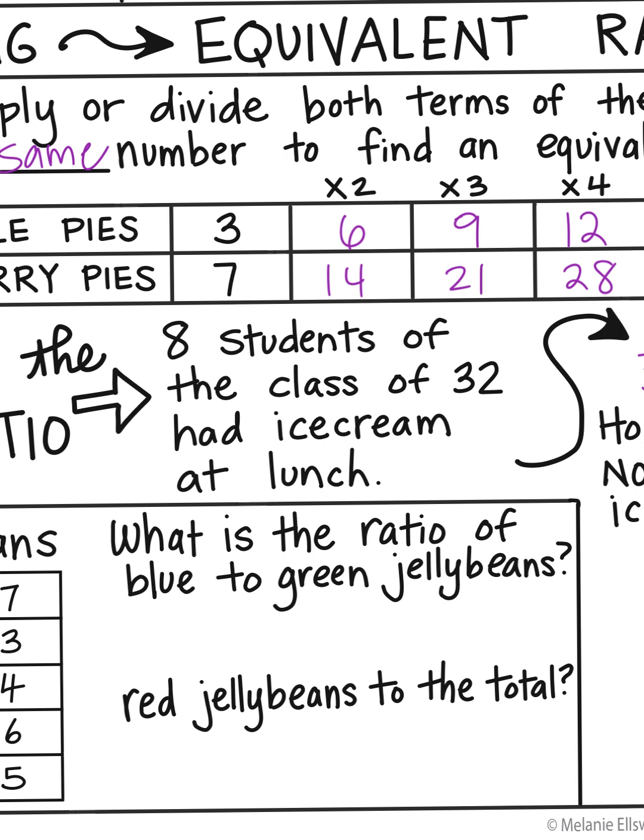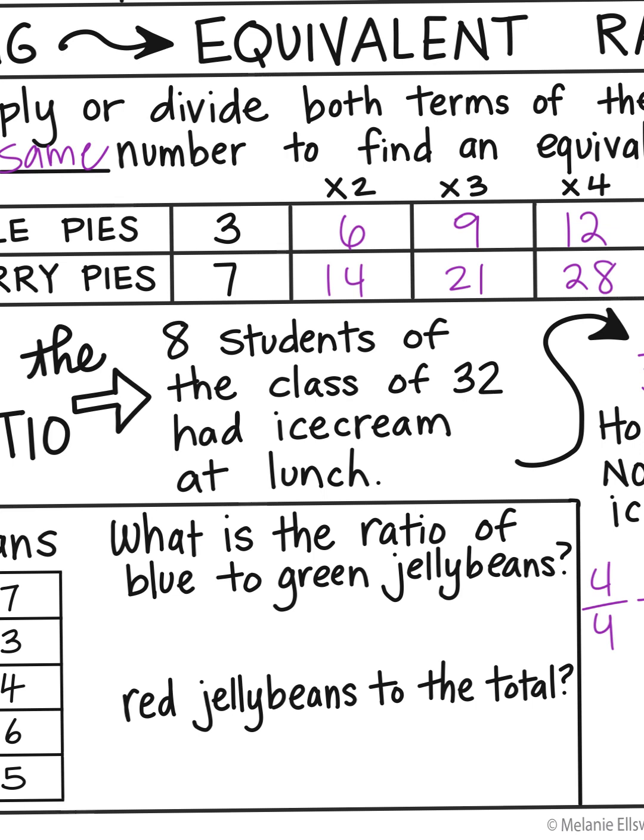Well, I know the total, everybody, is 32. I can subtract how many I know didn't and end up with 24 out of 32. Or I could take my whole, if I know that 1/4 had it, I could take 4/4 minus 1/4 equals 3/4. That would be another way to solve it.